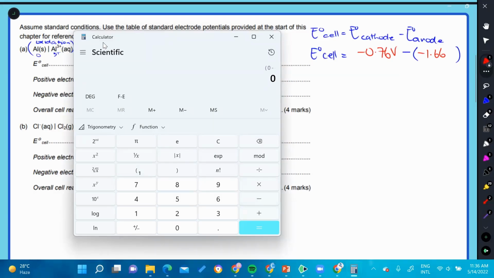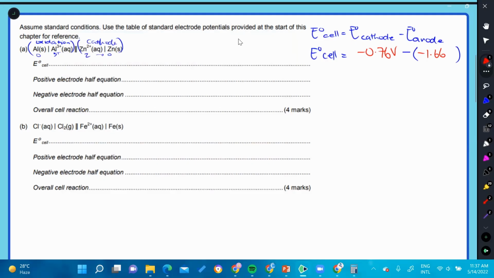Negative 0.76, close the bracket, minus, open bracket, negative 1.66, close the bracket. I encourage putting it in like this. 0.9. Nice. The 0 doesn't have to come before it. I think they just put the 0 there because I didn't put anything, but it's the same thing anyway. So the answer is 0.9. So the E naught of this cell is 0.9 volts.